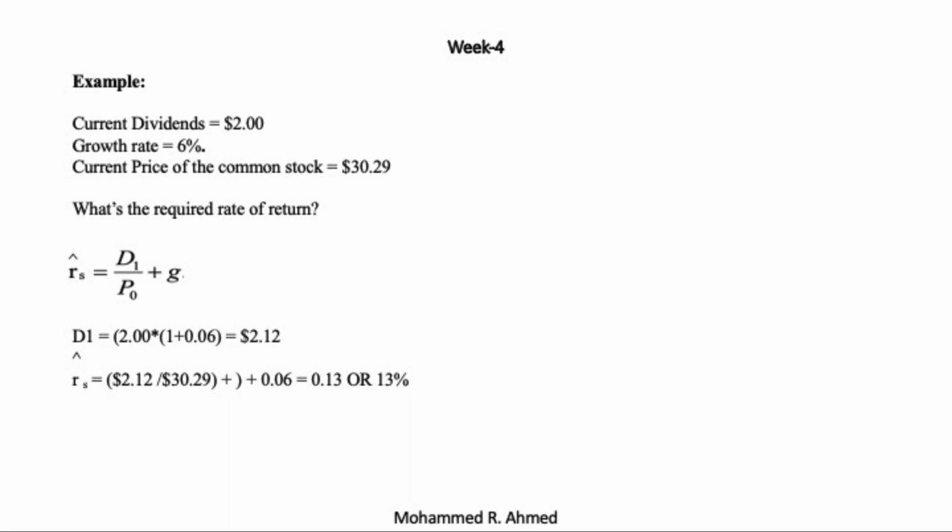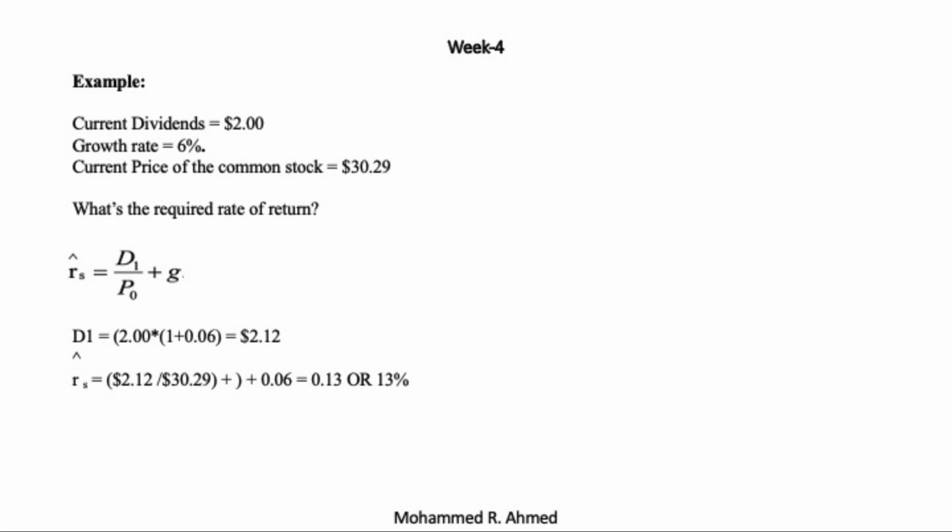Next, we are going to learn how to compute the required rate of return of a common stock. In this example, the dividend given to you is $2, the growth rate is 6%, and the current price of the common stock is 30.29. Our goal is to determine the required rate of return. The formula for the required rate of return is D1, the dividend for the next period, divided by the current price P0, plus G, the growth rate. All the information is given to us. We are going to substitute that in the formula.